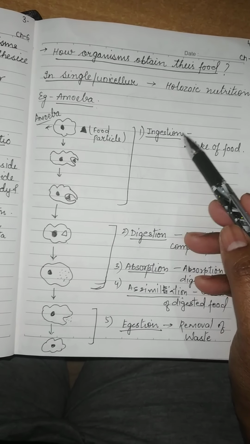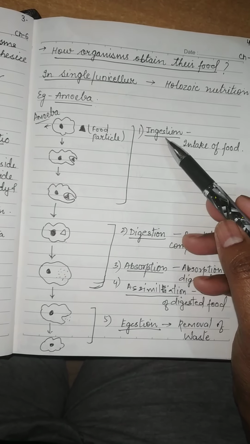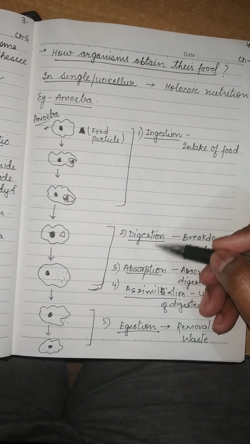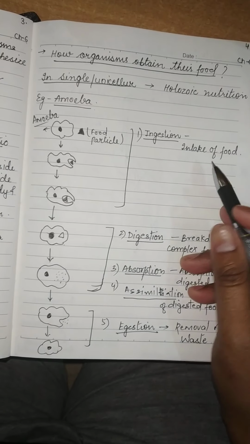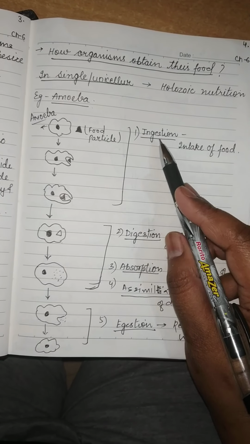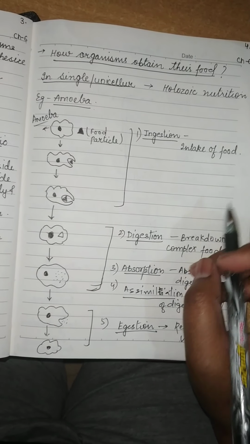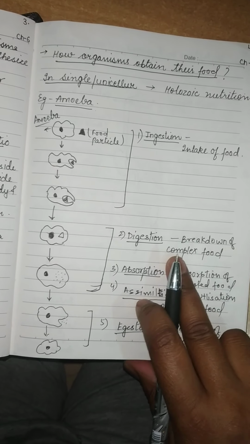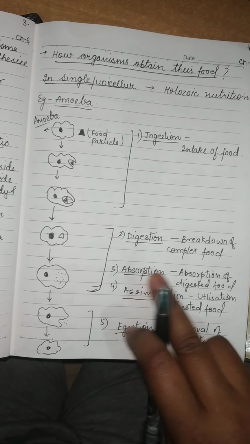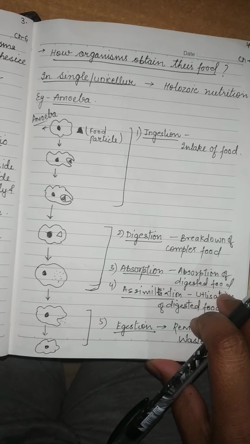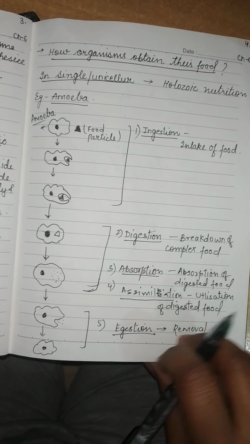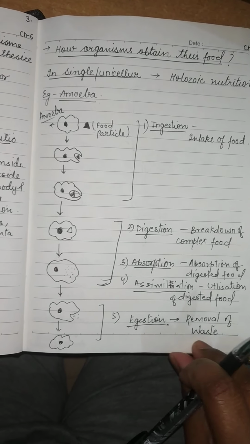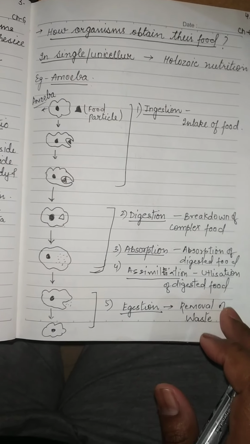In this, 5 processes are involved: ingestion, digestion, absorption, assimilation, and egestion. In ingestion, intake of food; digestion, breakdown of complex food; absorption of digested food; assimilation, utilization of digested food; and egestion, removal of the waste from the body.